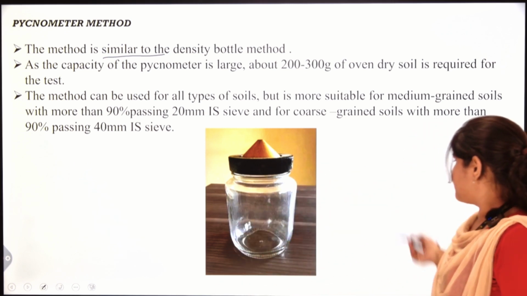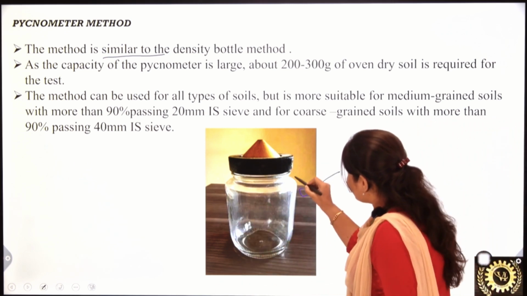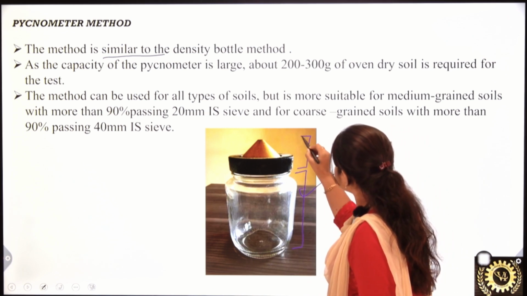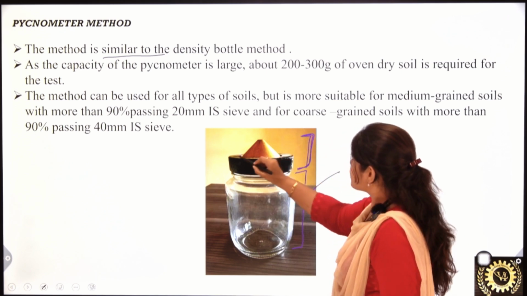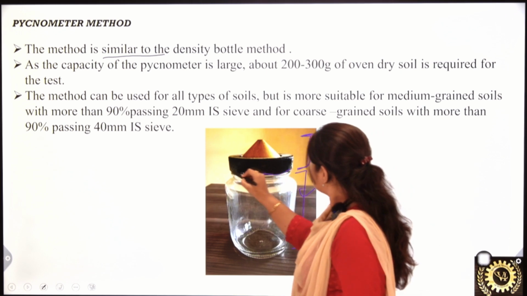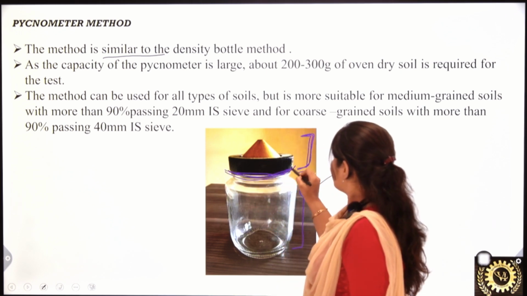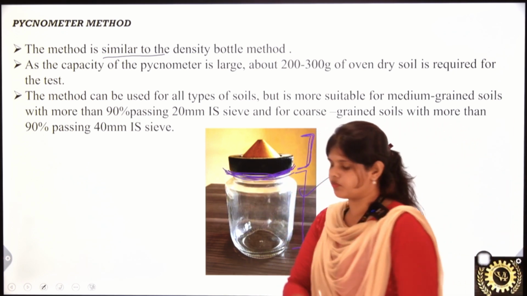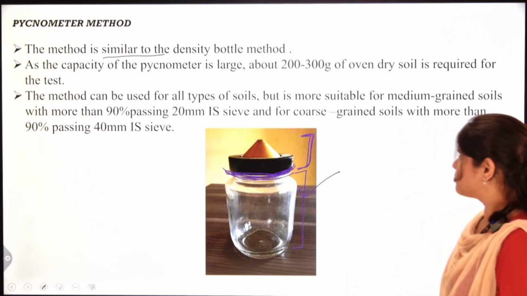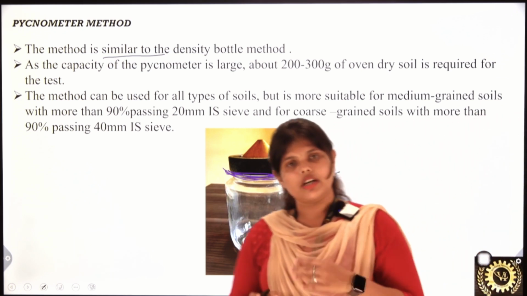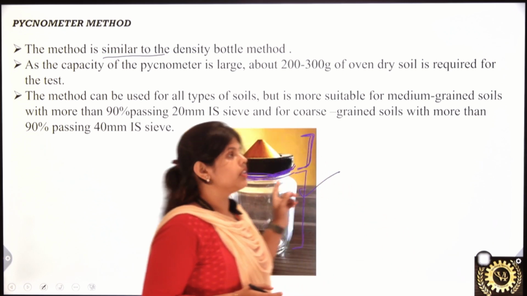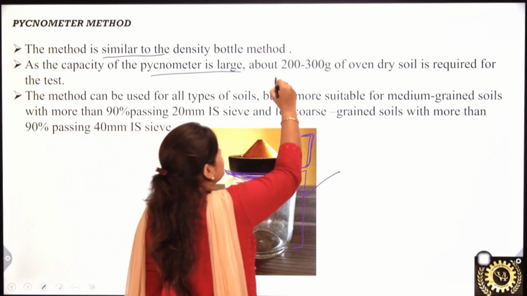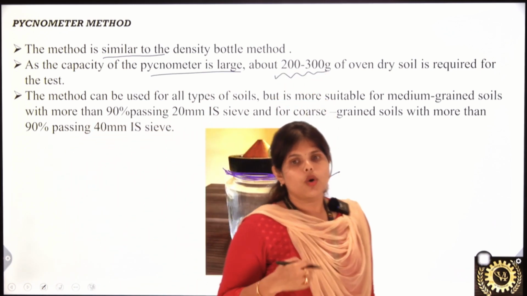This is your pycnometer and this is your glass jar. Here is a conical brass ring, and there will be one rubber or fiber fitted for airtight purpose. So what do we do here? The formula and all the methods are completely the same, but the difference is that we can take more soil, 200 to 300 grams of oven dried sample.